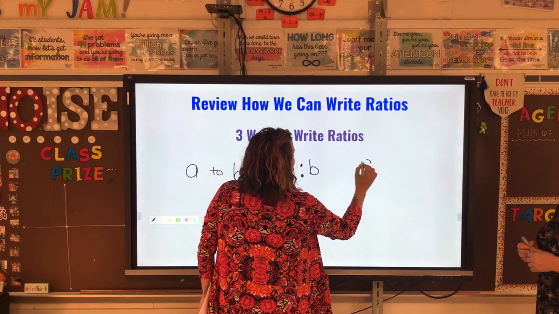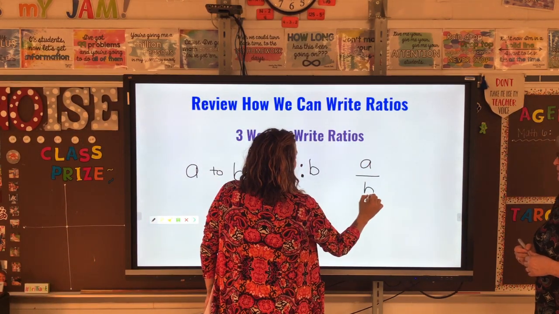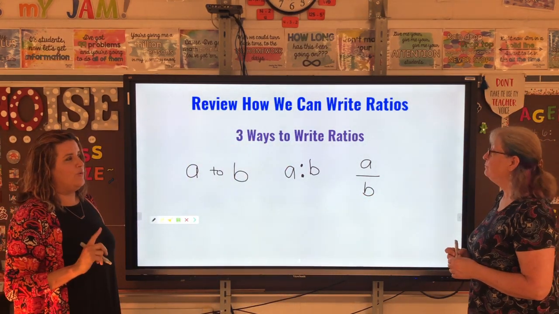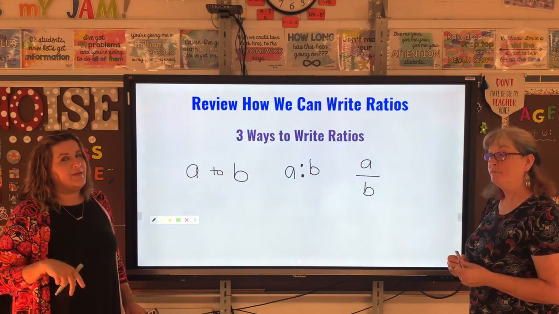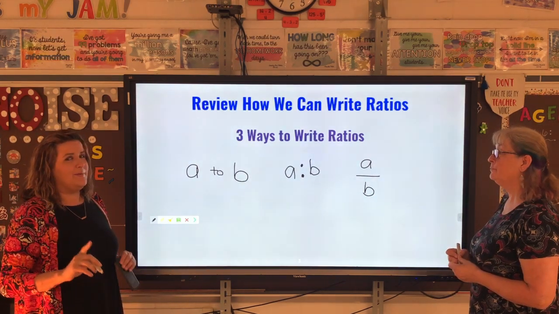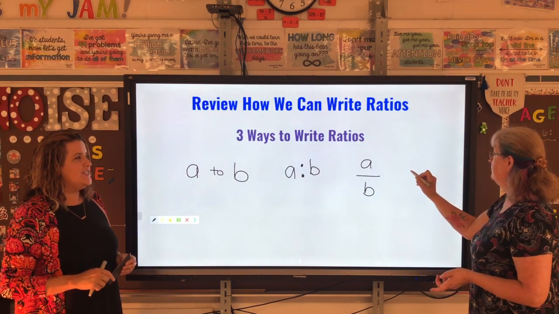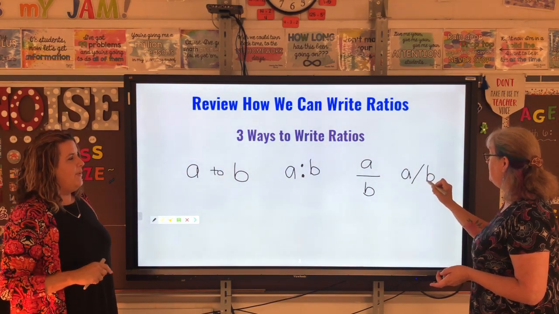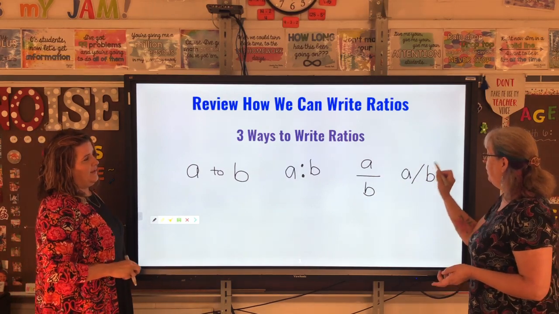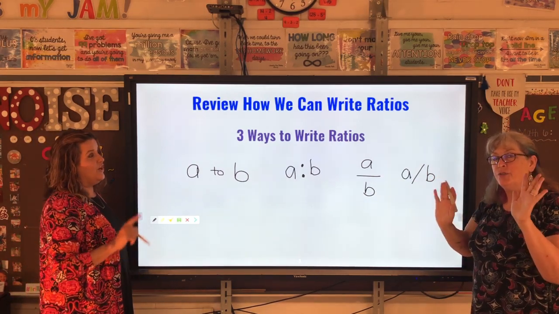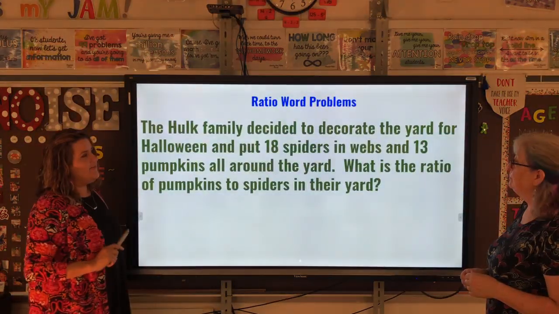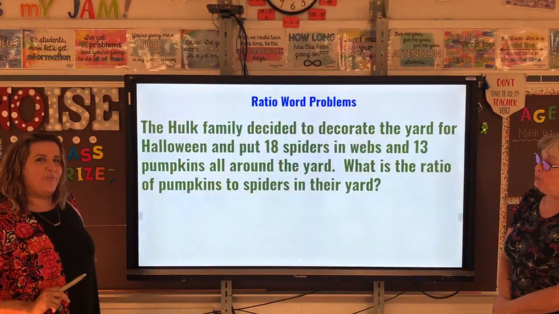Or my very, very favorite, we can write those as fractions, A over B. Now remember, normally with a fraction, we only do it if it's a part to whole relationship. But you will see me with some of the word problems set it up as fractions because it's just a little easier to organize the categories. And you sometimes see these written with that diagonal slash. Those mean the same thing.